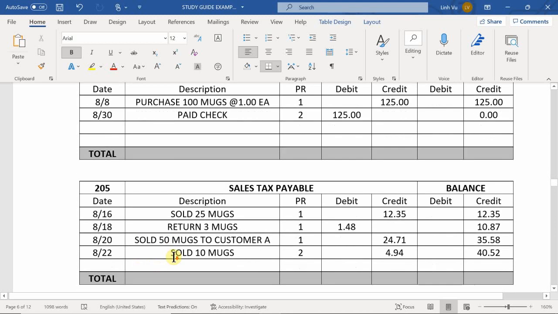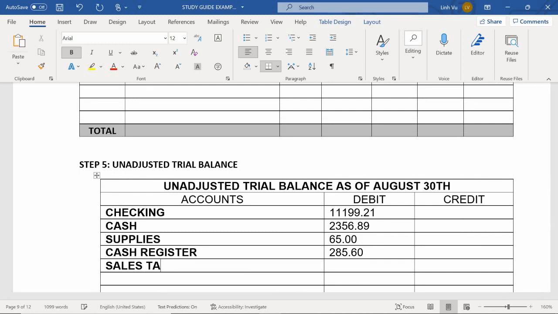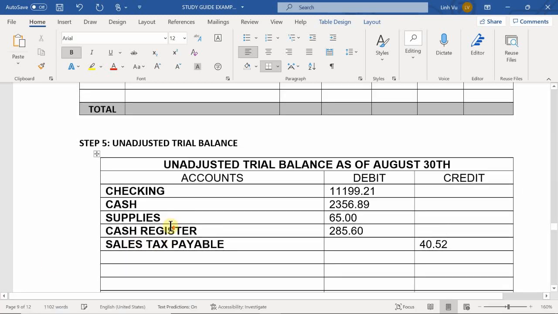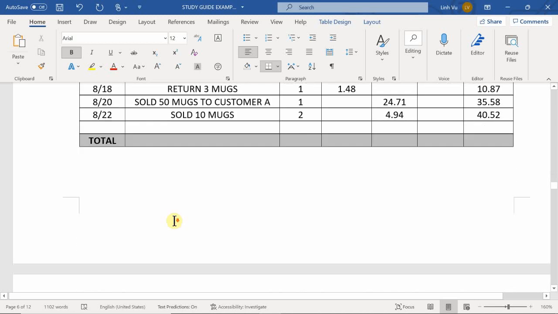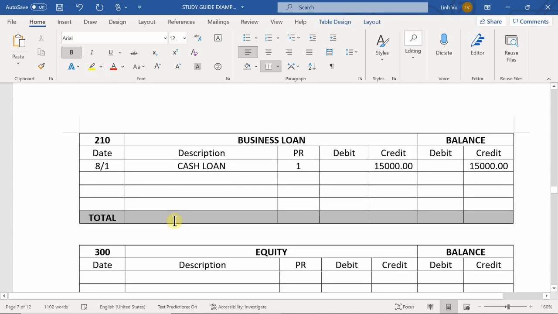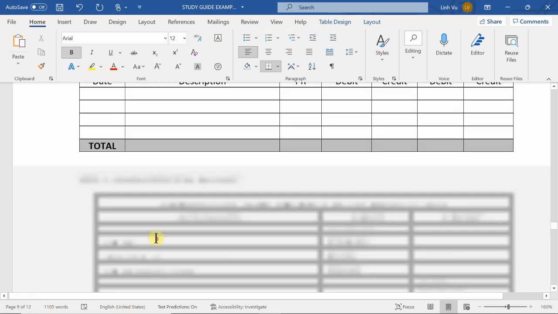Good. What's next? Sales tax payable. We have sales tax payable for how much? For 40.52 on the credit side. Okay, what's next? Business loan. We have a business loan for how much? For $50,000 on the credit side. Okay, then what's after my business loan?